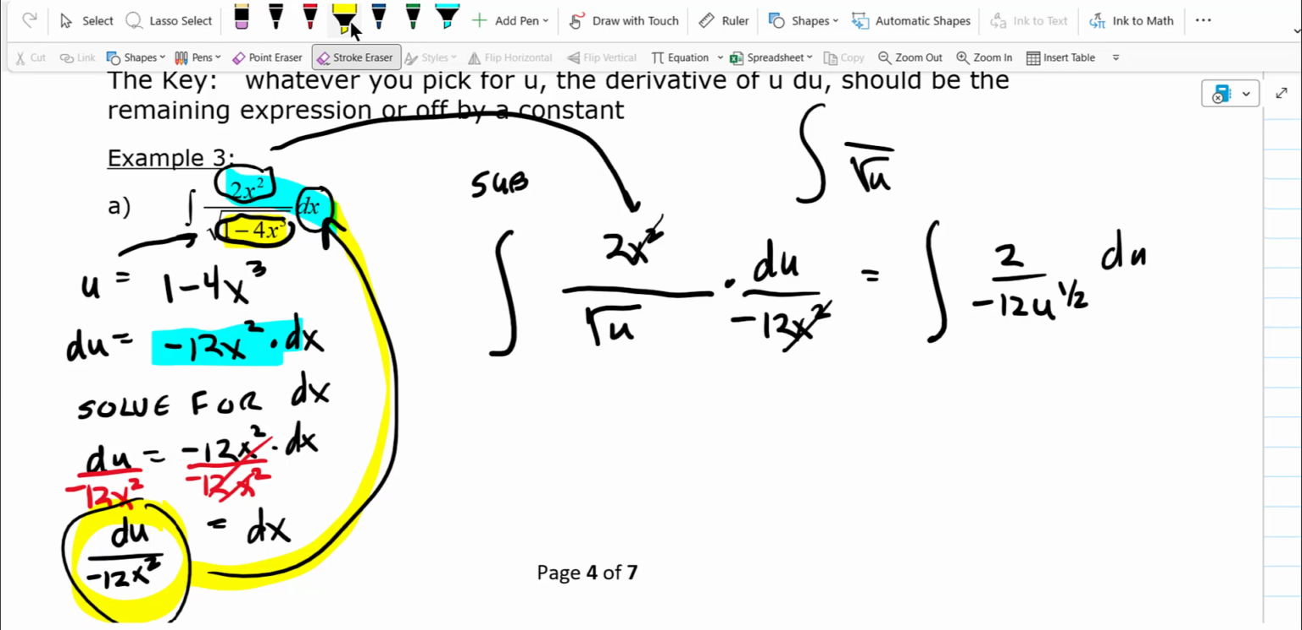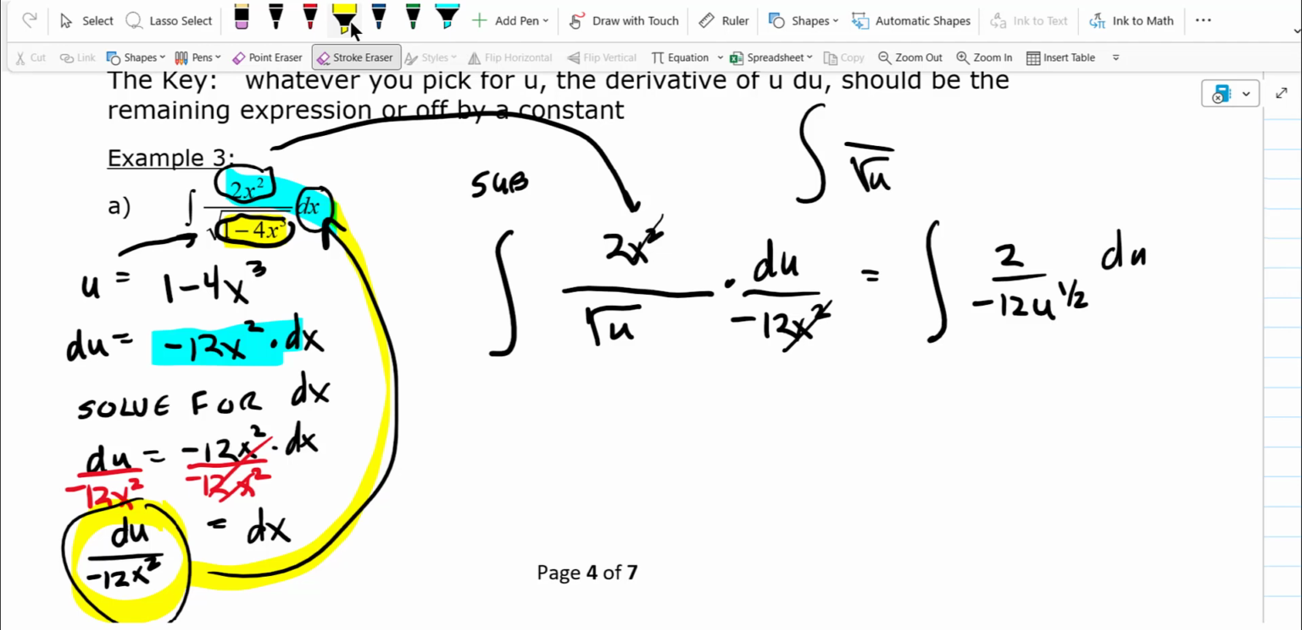Well, I'm not sure. Okay, so when I substitute in, I did the derivative of this to get negative 12x squared. That's what du is, okay? Then what I did is that became u, right? dx became this, and then I left that alone. Okay, does that make sense?